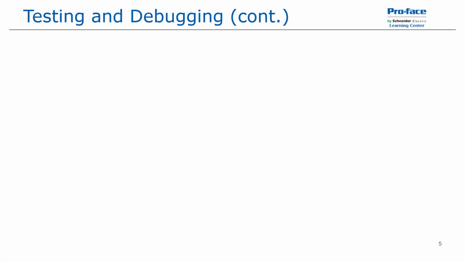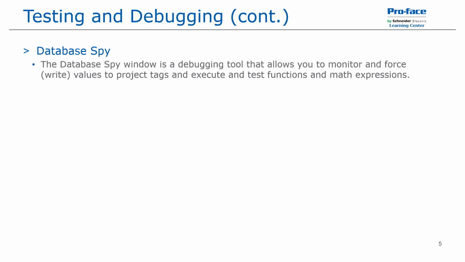The next utility we'll look at is the database spy. And this window is a debugging tool that allows you to monitor and force or write values to a project tag and execute and test functions and math expressions during development or during runtime.